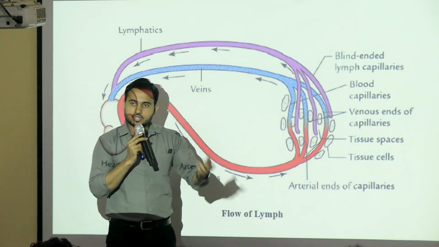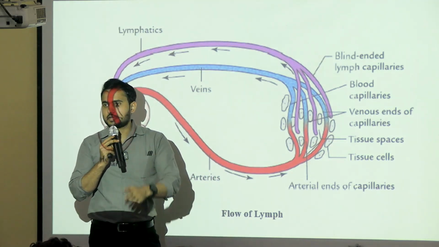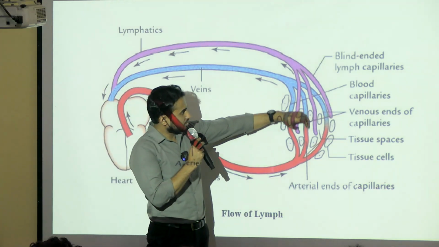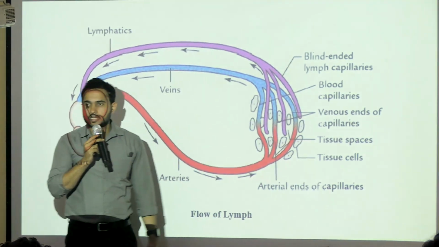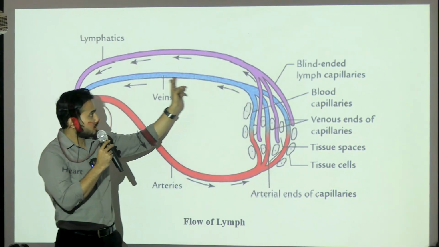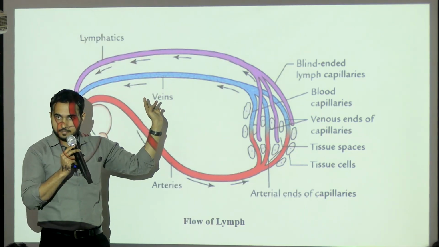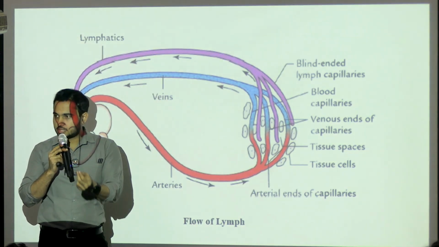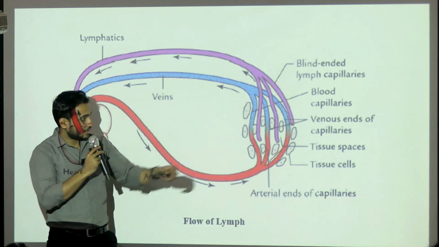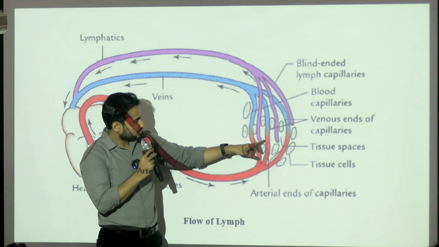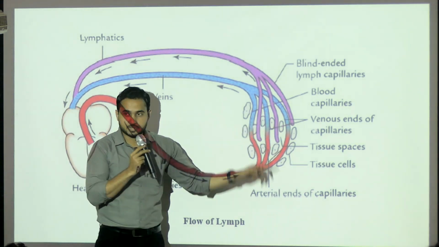After that, what will happen? Most of them, approximately 90% of them, are absorbed back by the venous end of the capillaries, and then through veins it goes back into the heart. ठीक है. But this small 10% which is remaining, what will they do? They are absorbed by these capillaries, the blind end of the capillaries.